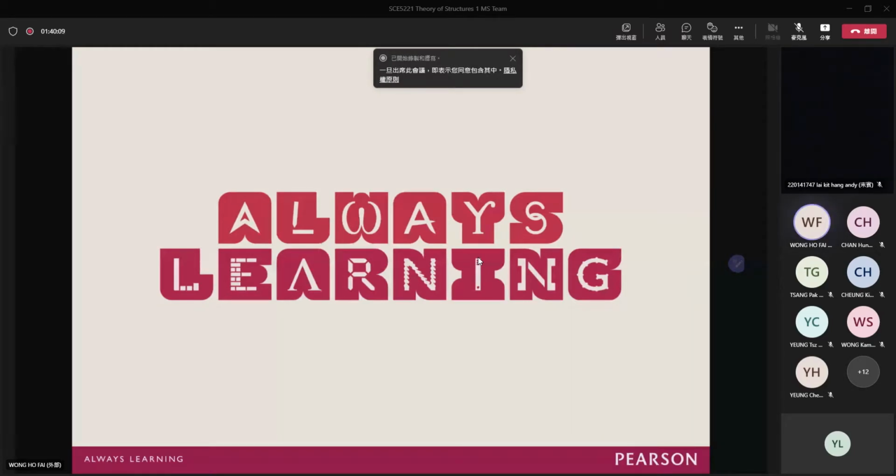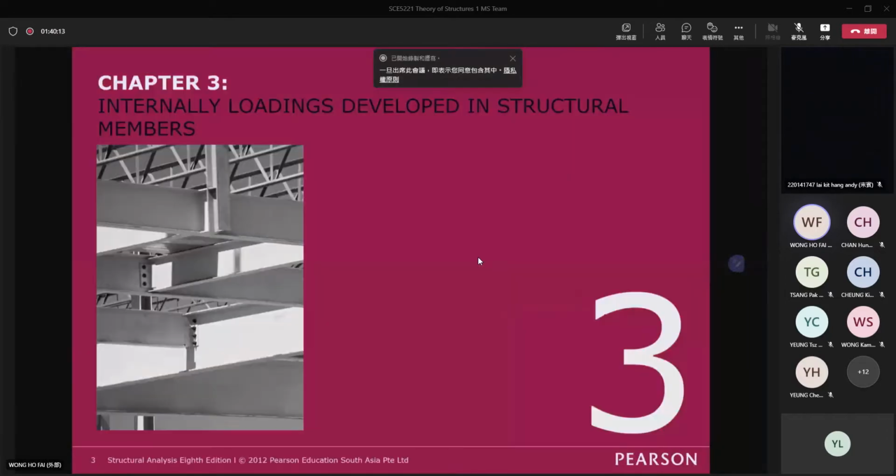Okay, then we can start our lecture tonight. So tonight we will talk about our third lecture, which is about the internal loadings developed in structural members. Well, actually, this one we'll talk about something related to the bending moment, shear force, and then the normal forces.